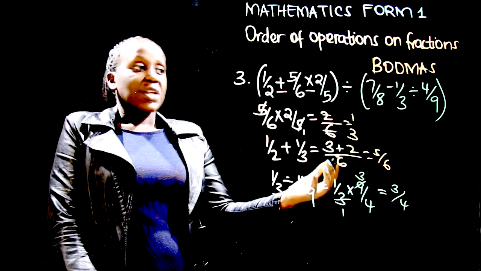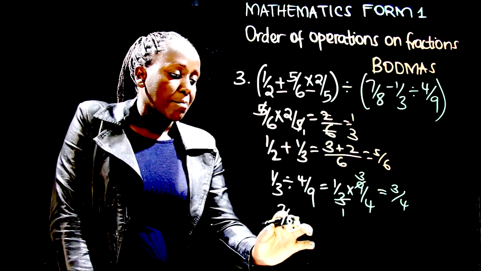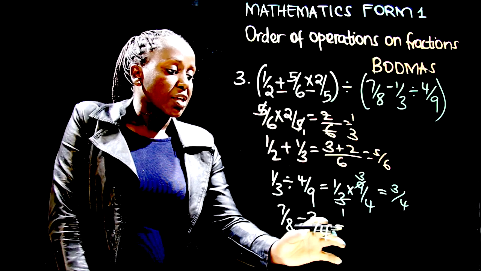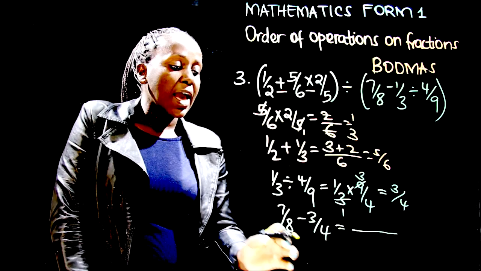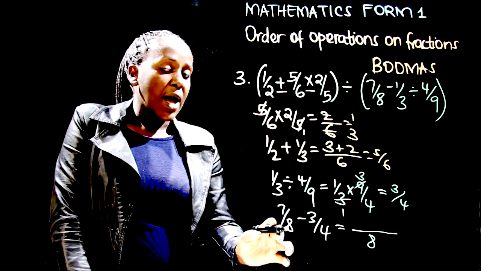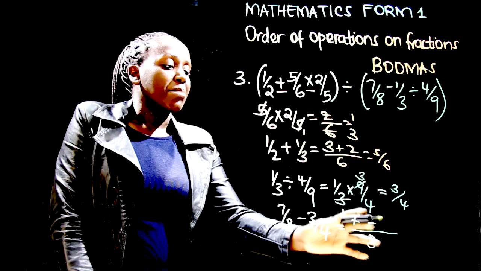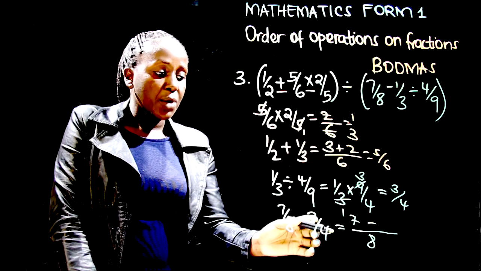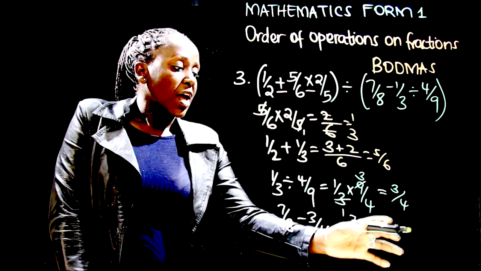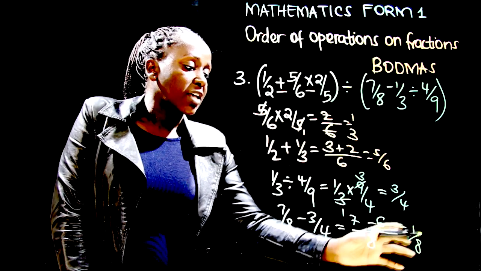Then now we can subtract. So we have 7 over 8 minus 3 over 4. This will be equal to, the LCM of 8 and 4 is 8. 8 divided by 8 is 1. 1 times 7 is, good, 7. Minus 8 divided by 4, 2. 2 times 3 is 6. So now 7 minus 6 is 1 over 8.